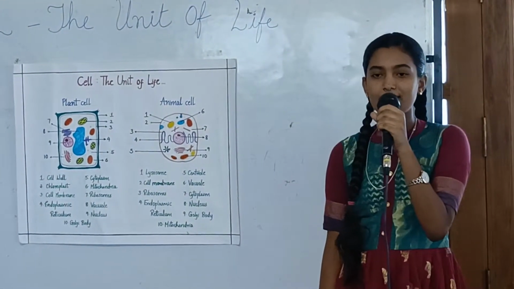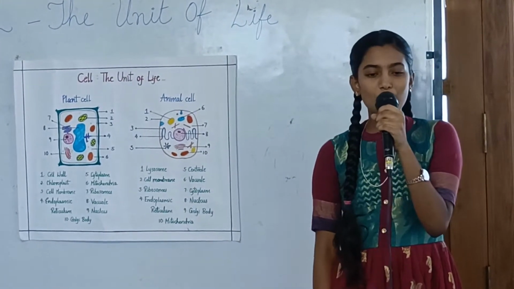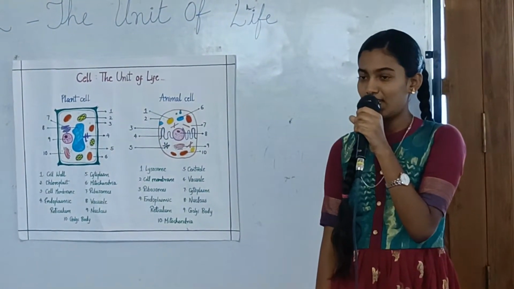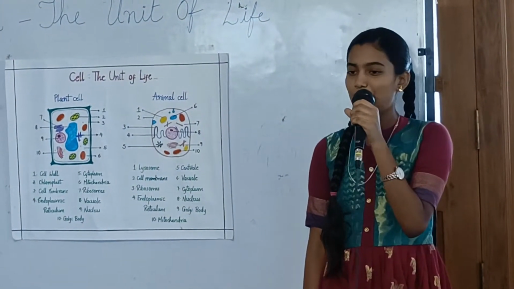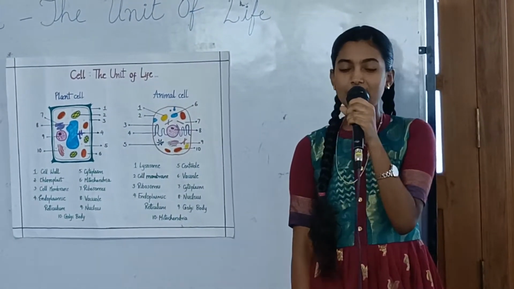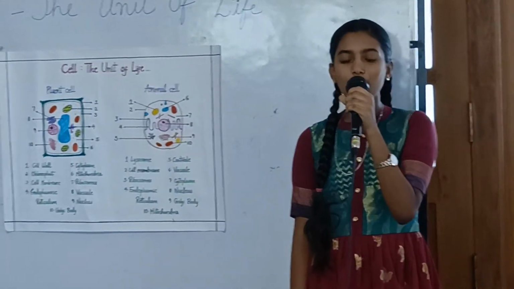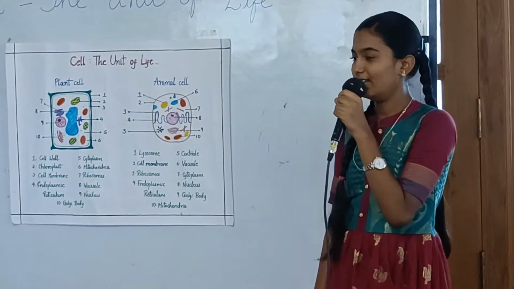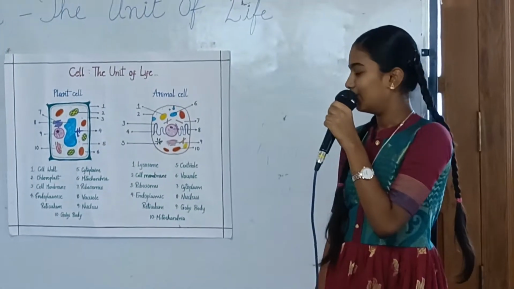Plastids. Plastids are present only in the plant cells. Depending upon the color, they are of three types: leucoplast, chloroplast, and chromoplast. Leucoplasts are colorless plastids which help in the storage of food materials. Chloroplasts are green colored plastids which help in photosynthesis. And chromoplasts are colored plastids other than green which help in pollination. Centrosomes. Centrosomes are only present in the animal cells. They initiate cell division by forming spindle fibers. So these are the various cell organelles present in the plant and animal cell.